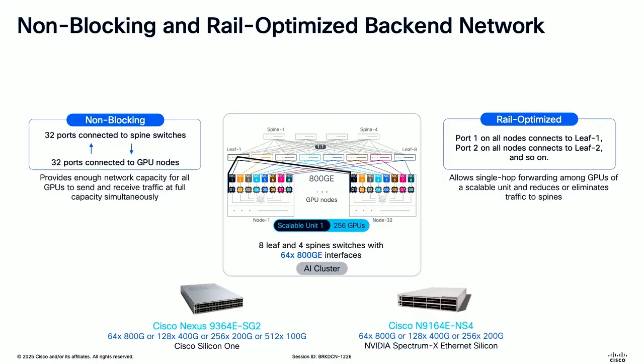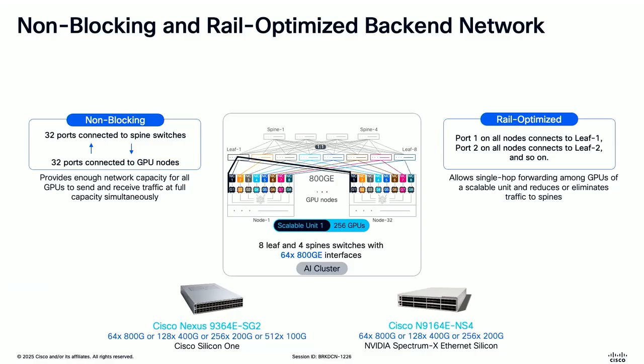So that means if there's 800 gig of traffic coming to the switch, there must be 800 gig of capacity to send out this traffic on the switch. By the way, these are the switch models that you see on the screen. The one on the left is a Cisco Silicon One based switch. The one on the right has the ASIC from NVIDIA.